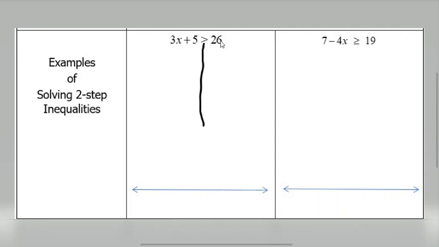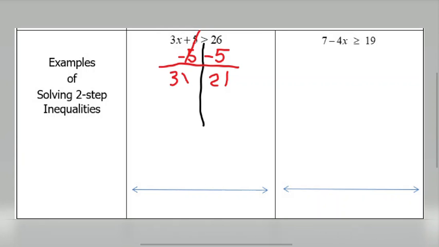So I like to draw a line to separate my two sides of my inequality. And then I see I want to get x by itself, so I need to get rid of this plus 5. I always do the opposite to get rid of something. So I know that the opposite of plus is minus. So I'm going to do a -5 to get rid of the 5 on that side. And I have to do the same thing to the other side to keep it balanced. And 26 minus 5 is 21.